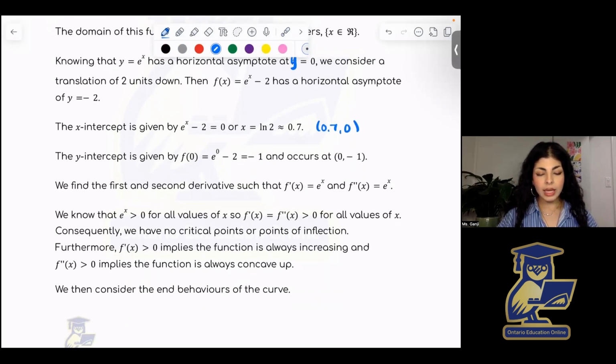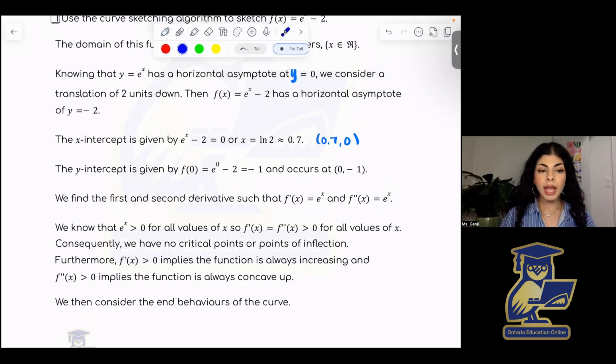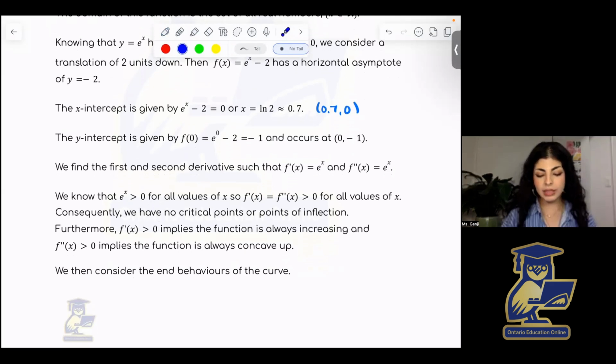Now, using what we know about derivatives, the first and second derivative of this function are just going to be e to the power of x. So because that constant is not going to contribute to our derivative, and then taking the derivative of the exponential is just the exponential function. And we know that e to the power of x is greater than 0 for all values of x. So the first and second derivative are going to be greater than 0 for all values of x. So what that means is we have no critical points and we have no points of inflection.